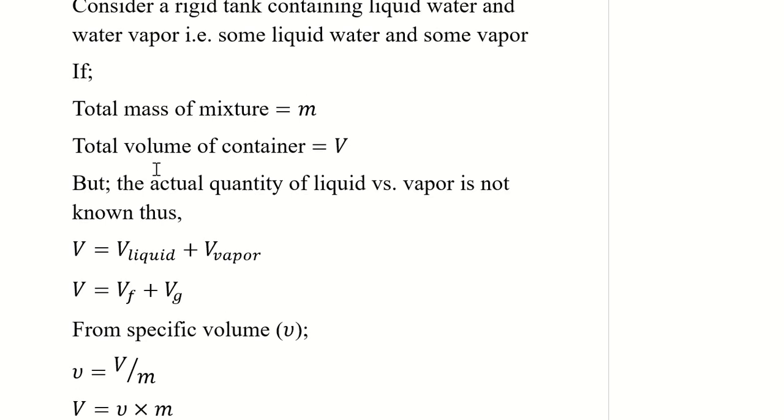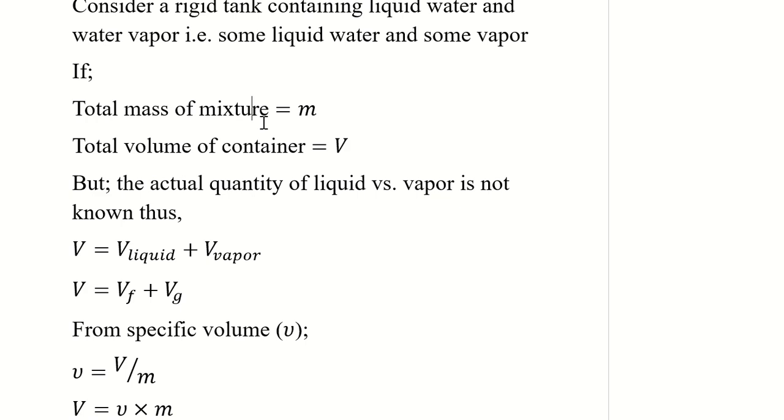Total volume of the container is equal to V, but the actual quantity of liquid versus vapor is not known. Remember, at the start of the whole process, you had an electric kettle that was defined as rigid. Rigid means its volume does not change, rigid tank or rigid kettle. Its volume does not change. So you put in a given amount of water, right? And then you boil it.